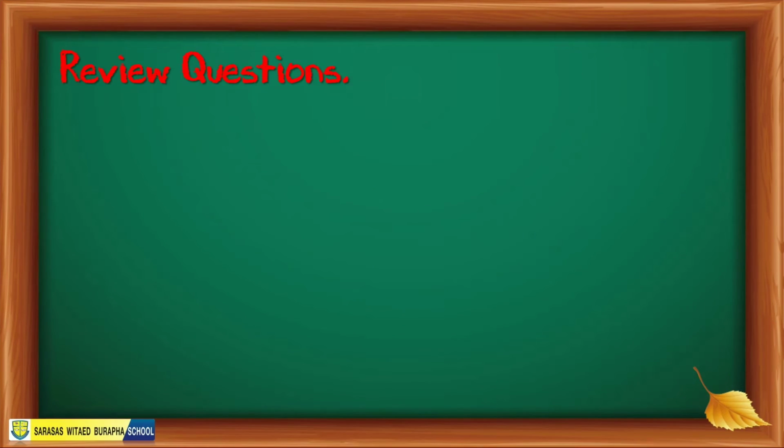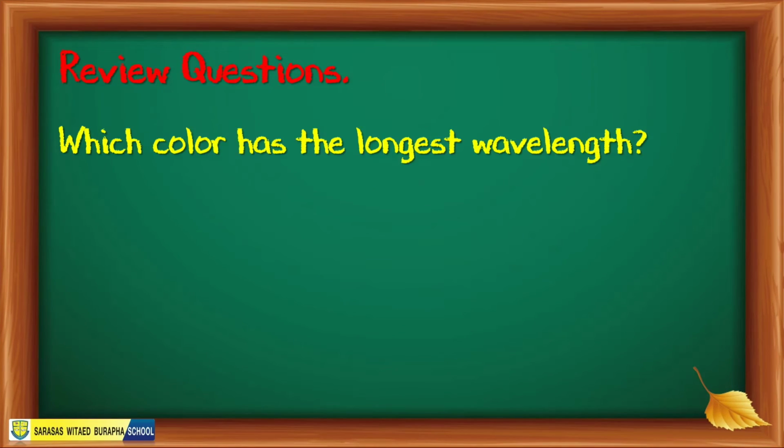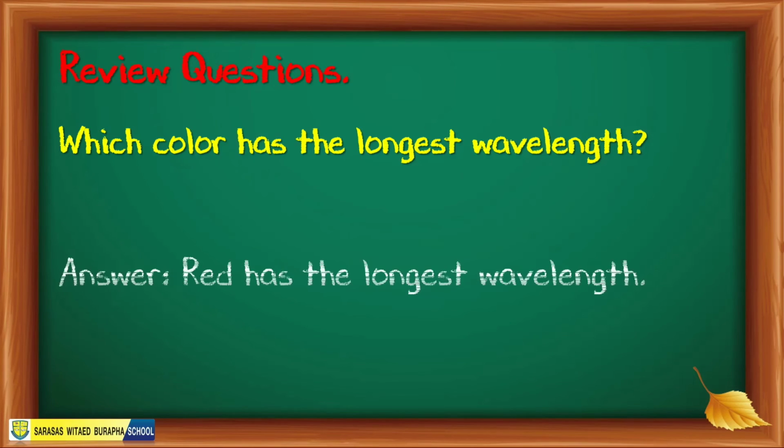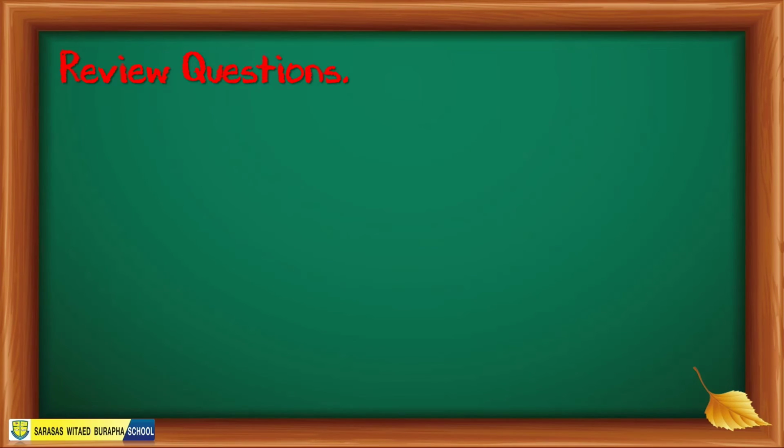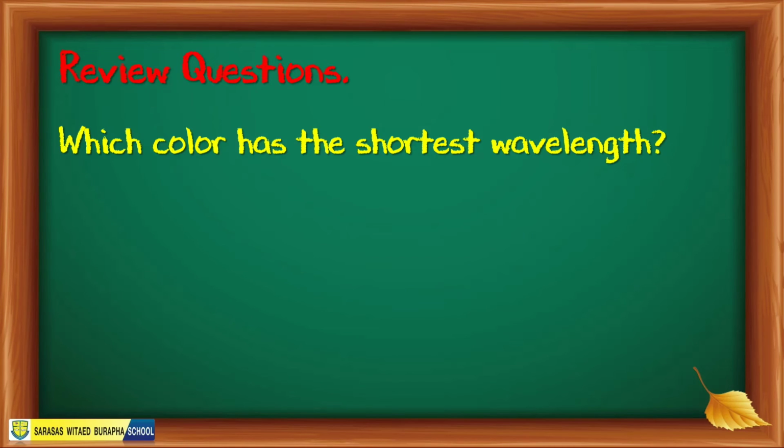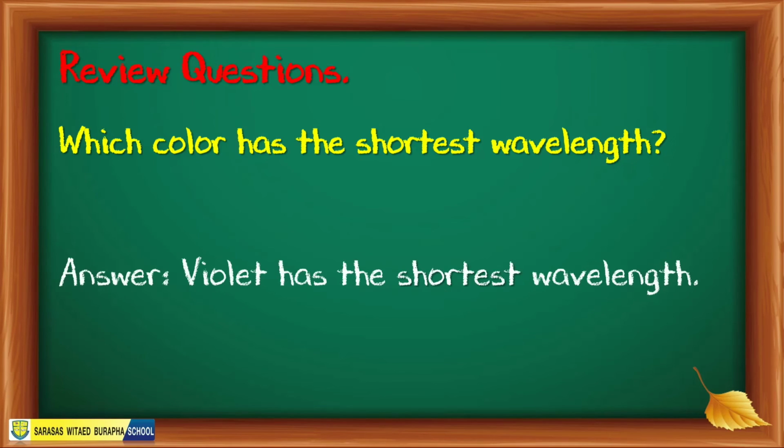Now for our review questions. Which color has the longest wavelength? Do you know the answer? Yes, red has the longest wavelength. Next, which color has the shortest wavelength? That's right. Violet has the shortest wavelength.